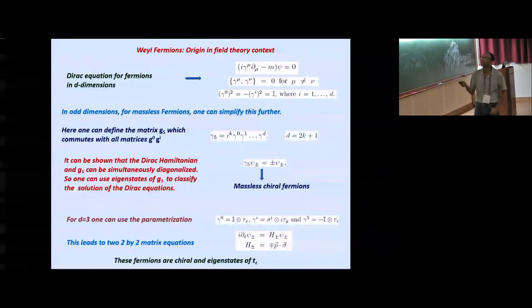To do that, let me just introduce briefly some properties of these Weyl and multi-Weyl semimetals, which I'm going to use in the calculation. So Weyl fermions have their origin in high energy physics, where it was noted that in odd dimension for massless fermions, the Dirac equation can be further simplified. By appealing to the fact that there is a matrix gamma 5, which commutes with all the products of gamma 0 and gamma i, you can express these massless Dirac fermions as eigenstates of gamma 5, and therefore you get these massless chiral fermions. So these are the Weyl fermions that show up.